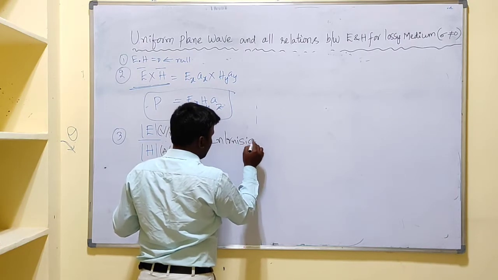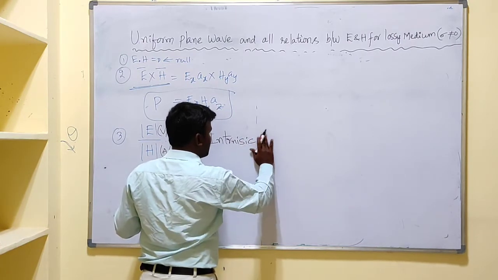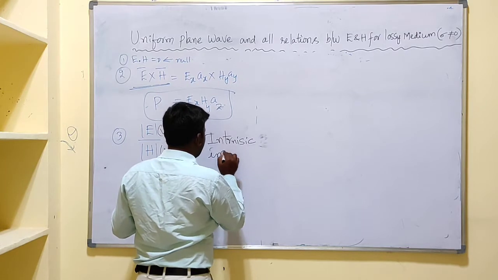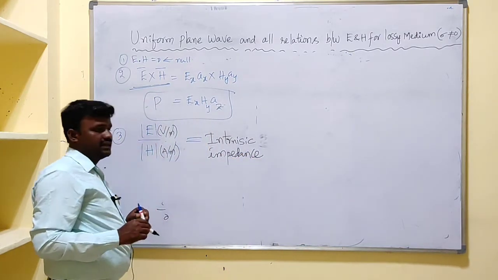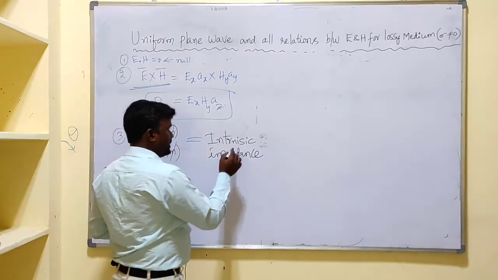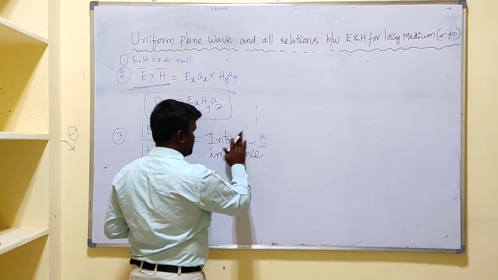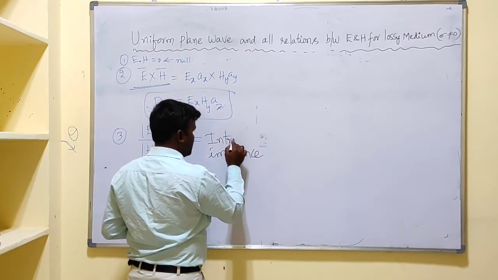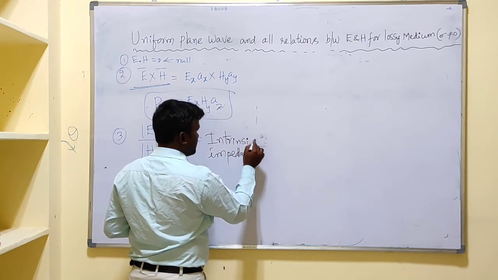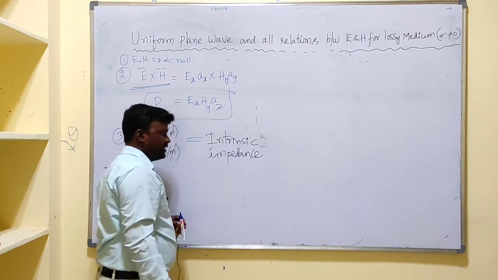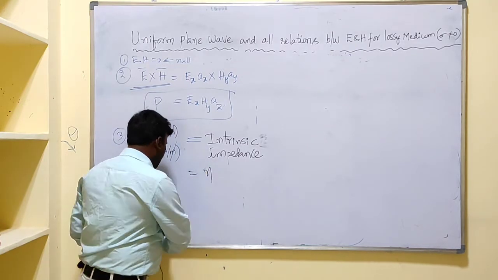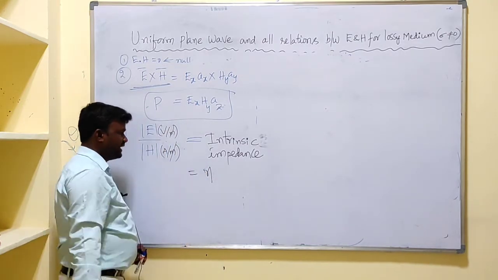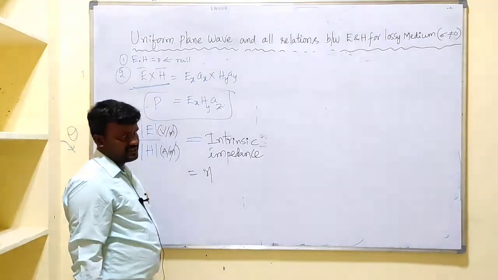Intrinsic impedance is represented by neta. We need to find this neta. Neta equal to E by H.